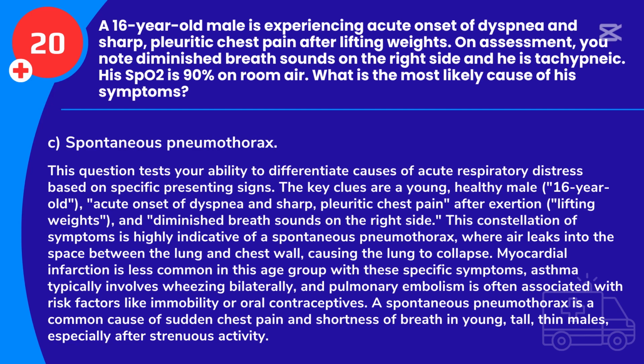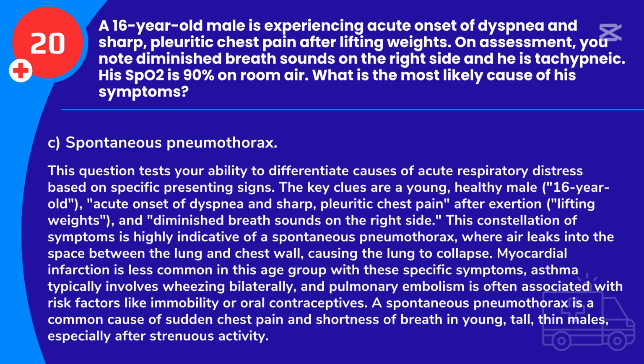Answer C. Spontaneous pneumothorax. This question tests your ability to differentiate causes of acute respiratory distress based on specific presenting signs. The key clues are a young, healthy male, 16-year-old, acute onset of dyspnea and sharp, pleuritic chest pain after exertion, lifting weights, and diminished breath sounds on the right side. This constellation of symptoms is highly indicative of a spontaneous pneumothorax, where air leaks into the space between the lung and chest wall, causing the lung to collapse.